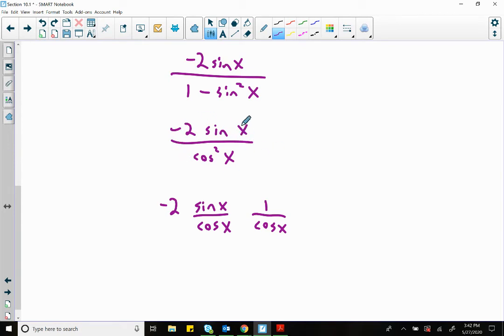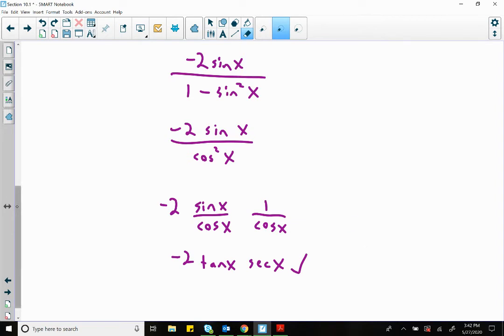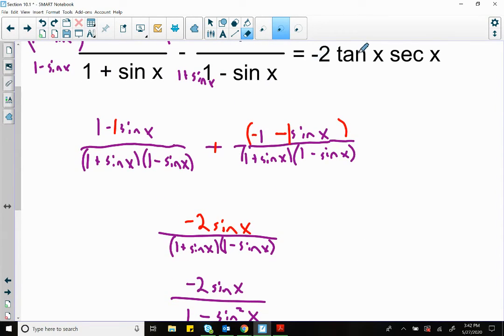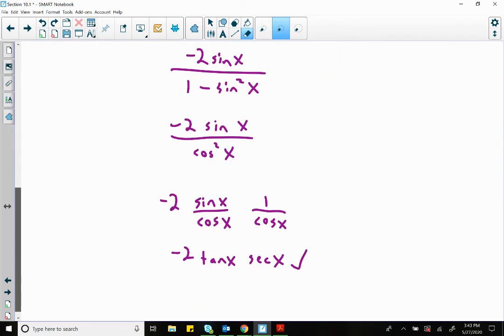This is like 3 fractions being multiplied right here. But we know what sine over cosine is. That's tangent x. We know what 1 over cosine is. That's secant x with a -2 in front. And there it is, verified. Okay, -2 tangent x secant x. Voila!